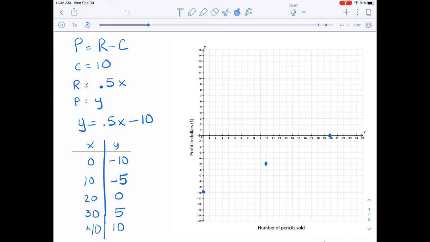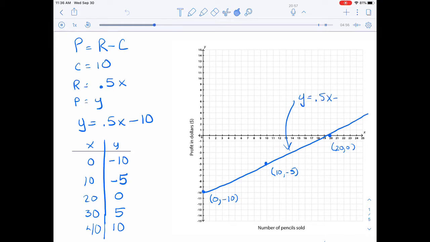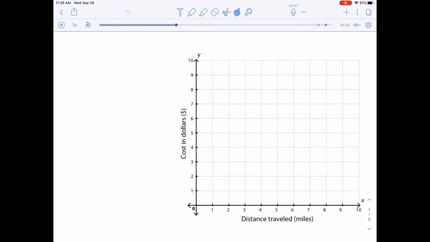We could also label some of the coordinates on there if we'd like to. So this first point is (0, -10). The second point is (10, -5). And the third point here is (20, 0). Let's connect these points. And I'm going to point to my line. I'm going to write down the equation for it. y is equal to 0.5x minus 10.